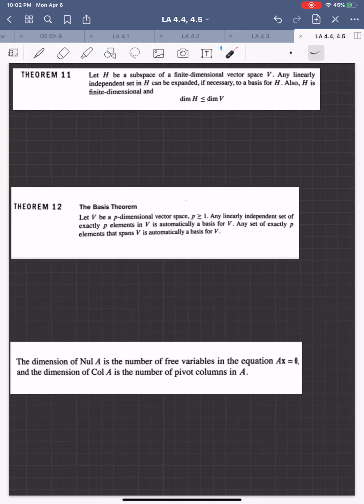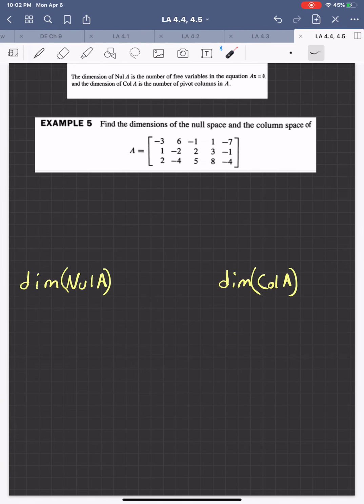Now, listen, you either have a basic variable or a free variable. You either have a pivot column or a non-pivot column. Now, one of those is contributing to the dimension of the null space. The other is contributing to the dimension of the column space. So take, for example, example 5. The question just says, find the dimensions of the null space and the column space. How do you want to tackle this?